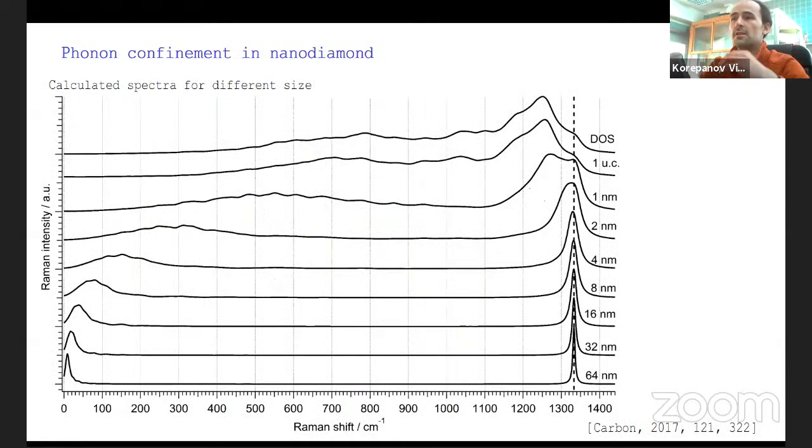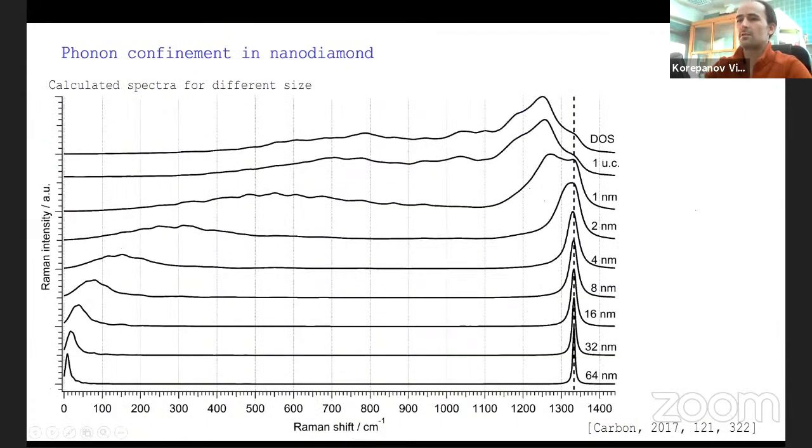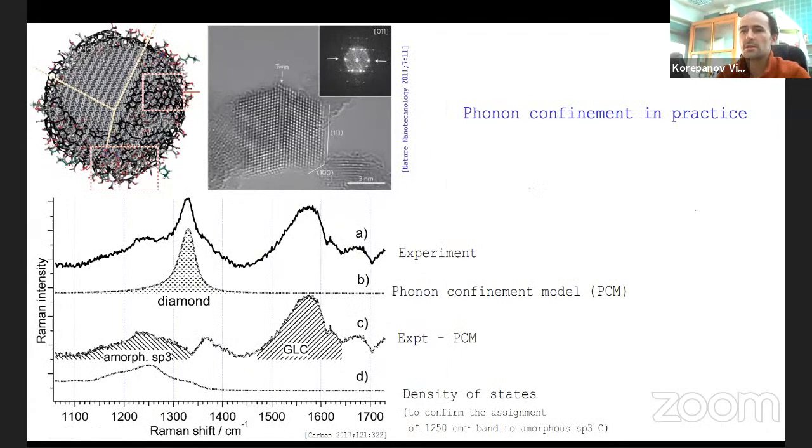How does it work in practice? So in this page, you can see calculated Raman spectra for diamond nanoparticles, which, as you can see, show quite obvious size dependence. This can be compared to experimental data, and actually this was done in several works. One useful thing which you can get from this is an instrument to analyze the Raman spectra of nanoparticles, and especially nanodiamonds.